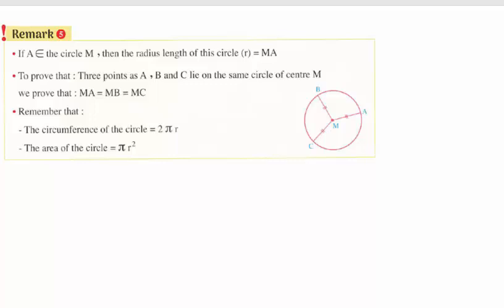because it's only one point which is equidistant from all points on the circle, so that MA is a radius, MB is a radius, and also MC will be a radius. Remember that the circumference of the circle is 2 pi r and the area of the circle is pi r squared, and moreover don't forget that the diameter of the circle is twice its radius length.